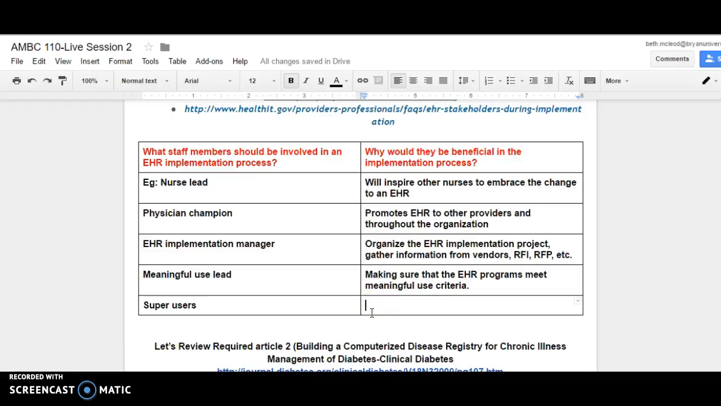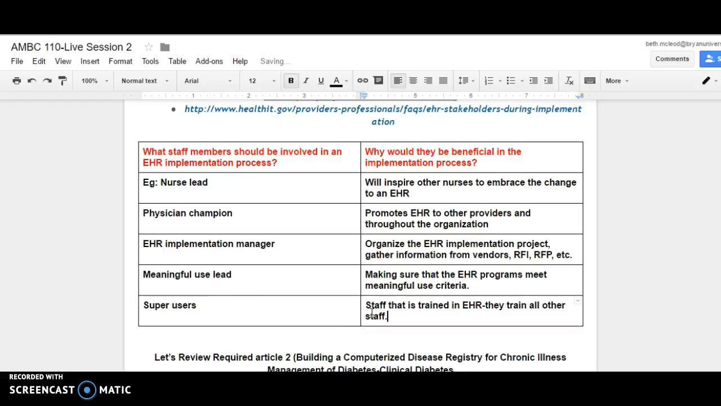So super users are staff that's trained in using the electronic health record, and then they go and train all of the other staff. So they're considered super users, and that's also called train the trainer. That's a method that's used with electronic health records.